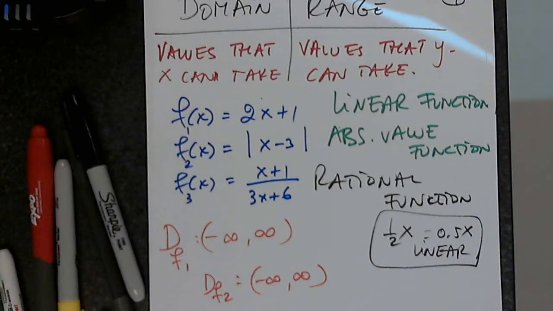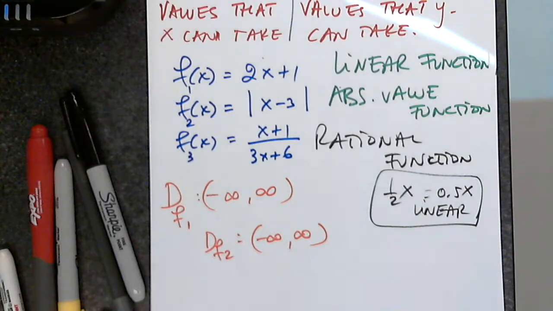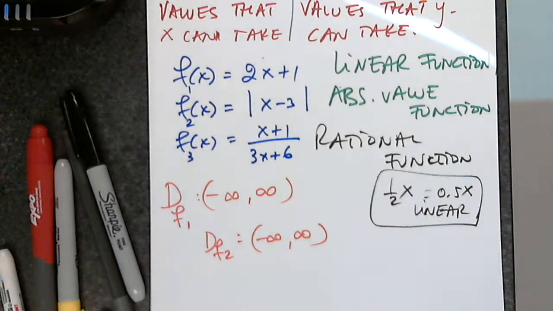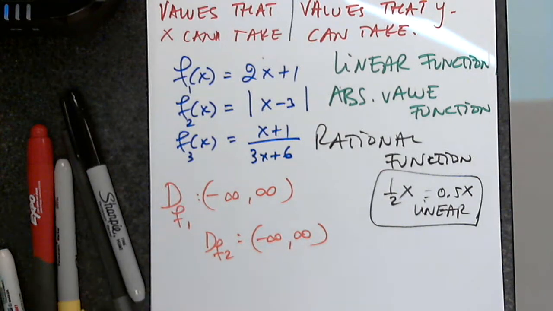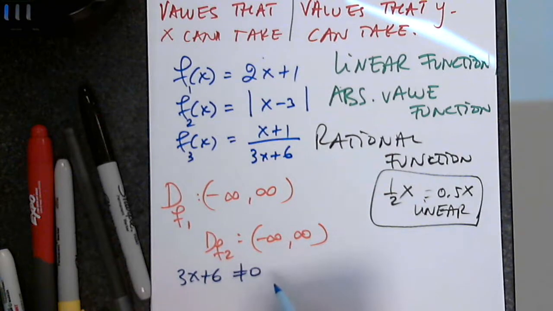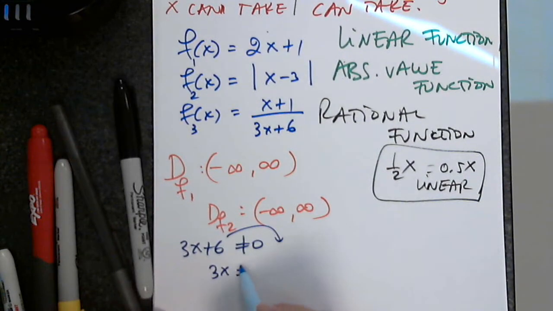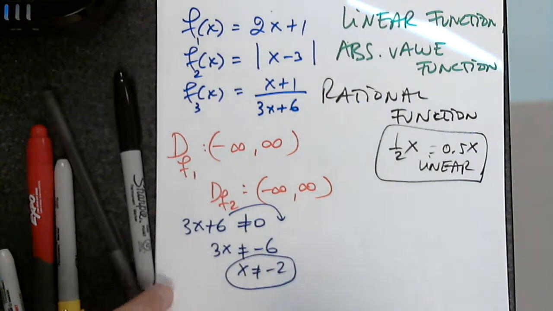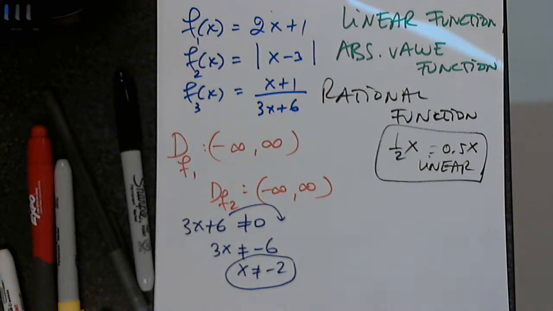However, the third one requires some work. In the third one, I'll say, what can happen here? The top can be anything. The top of a fraction will never give me any worries. Oops, but I see a 3x plus 6, which could be 0. I cannot have that, because I just learned that division by 0 is undefined. So on the side, I will write 3x plus 6 cannot be 0. I will move 6 to the other side. 3x cannot be negative 6. And dividing both sides by 3, I will say, wait a minute. This function is not a friendly one. It takes any x except -2.